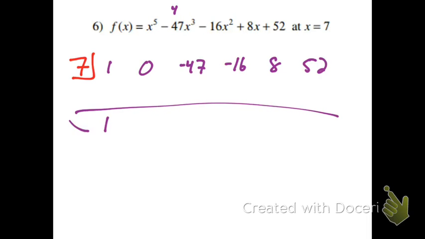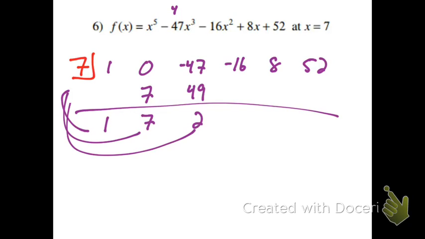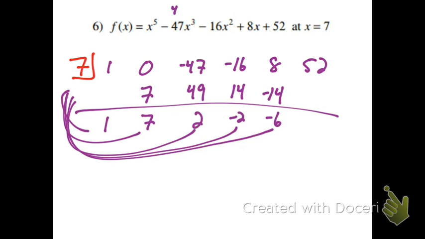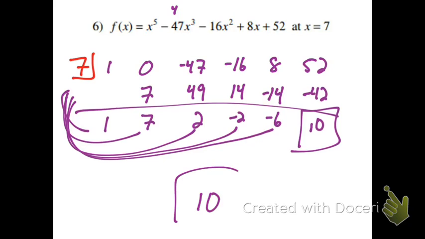Drop the 1. 1 times 7 is 7. Add, you get 7. 7 times 7 is 49. We add, we get 2. 2 times 7 is 14. We add, we get negative 2. Negative 2 times 7 is negative 14. We add, we get negative 6. And then negative 6 times 7 is negative 42. We add, we get 10. So our remainder here is 10. And so that's what we get when we substitute 7 in for that function, or f7. So f of 7 is equal to that. You can definitely write that.